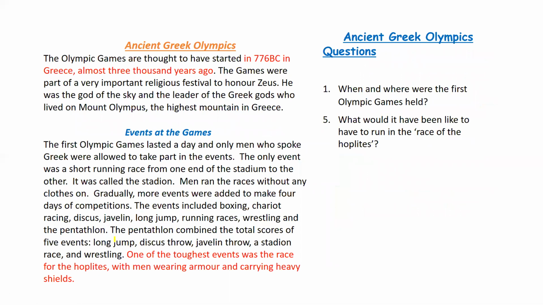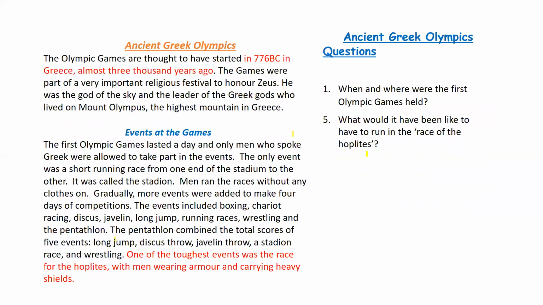For Tuesday, you were asked to read the text Ancient Greek Olympics. And I'm just going to do 2 questions here with you. Question 1 says, when and where were the first Olympic Games held? Well, this is a simple retrieval question, which is found within the text. If I look at the first sentence of the introduction here, it says the Olympic Games are thought to have started in 776 BC in Greece, almost 3,000 years ago. So the answer to question 1 is found right away in the text.